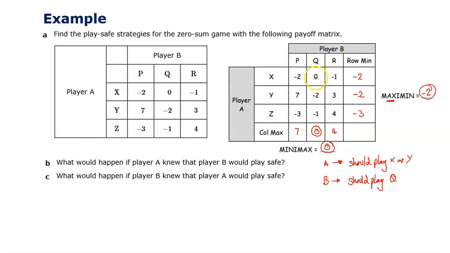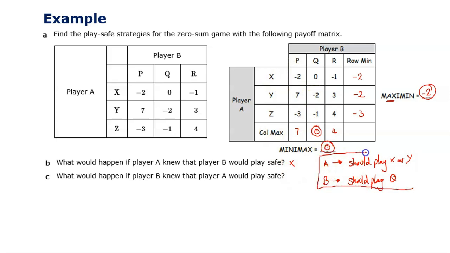If you knew player B was going to play Q, you can see of your options now, you'll know you're either going to get nothing, you're going to lose 2, or you're going to lose 1. Well, obviously, player A should play X. No, this is subtly different, isn't it? What if you have some advanced information?